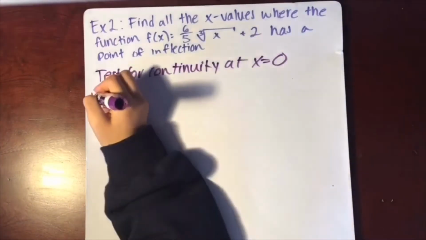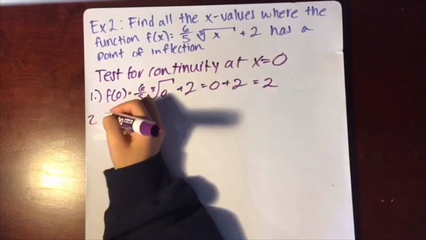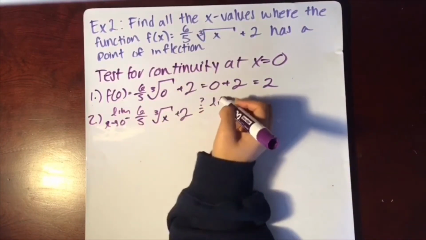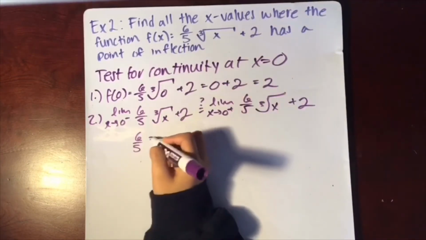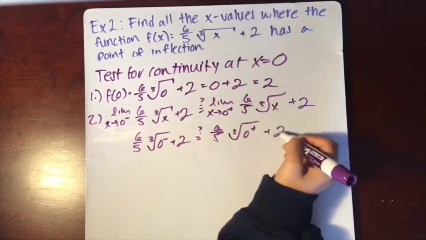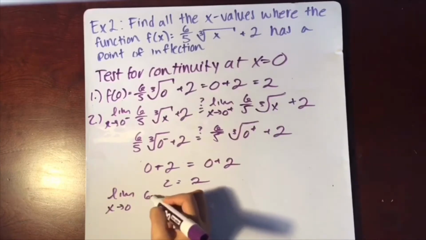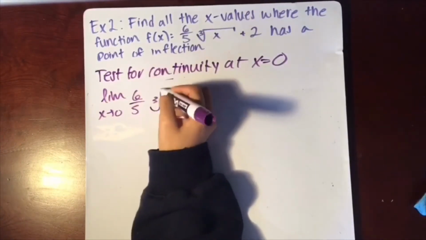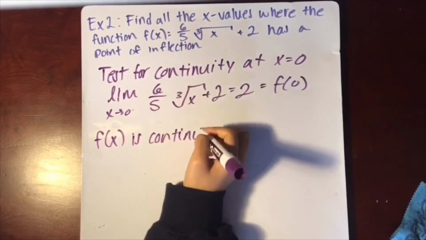There must be a tangent line at x equals 0 in order for a point of inflection to occur at x equals 0. In order to prove that a tangent line exists at x equals 0, you have to prove continuity exists at x equals 0. Find f of 0 and the limit as x approaches 0 from both sides. We find that f of 0 exists, the limit as x approaches 0 exists, and that f of 0 is equal to the limit as x approaches 0 of f of x. Thus, f of x passes the continuity test at x equals 0 and is continuous at x equals 0.